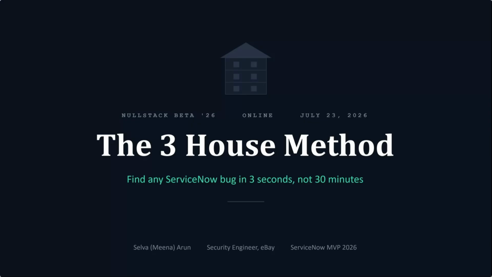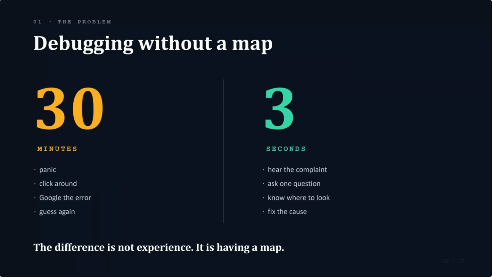I am a security engineer at eBay and I want to talk about something we all do every day, but nobody teaches: how to find a bug, not to fix it. Find it, and once you know where the problem is, fixing it is the easiest part. So today I will give you the method I use. It's called the three halves method. And let me start with the problem it solves.